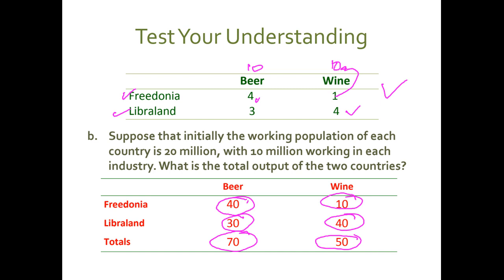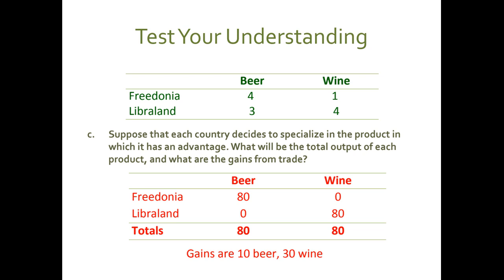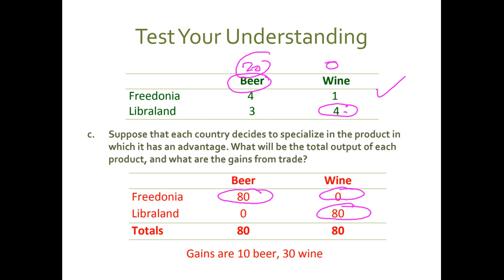That is, Fredonia will use all 20 million workers in the production of beer, and Liberland will use all its 20 million workers in the production of wine. So now I once again have given you this table so that you can calculate. In Fredonia, we have 20 million workers in the production of beer, zero in wine, because Fredonia is just specializing in the production of beer. So total production of beer in Fredonia would be 4 times 20, 80 million. But the production of wine is zero. Similarly, Liberland is specializing in the production of wine. So 4 times 20 workers is 80. So 80 production of wine in Liberland, but zero beer, because Liberland is not producing beer at all.